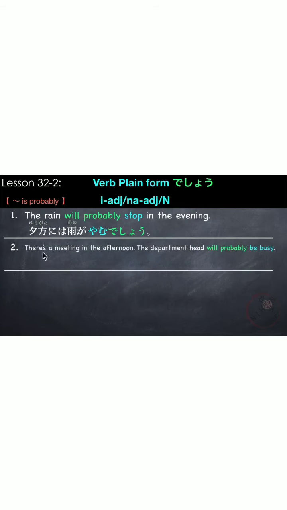Next example. There's a meeting in the afternoon. The department head will probably be busy. So here we are using an adjective. Gogo wa kaigi desu kara. There's a meeting in the afternoon, so buchou wa isogashii. So busy is isogashii desho. Gogo wa kaigi desu kara buchou wa isogashii desho.